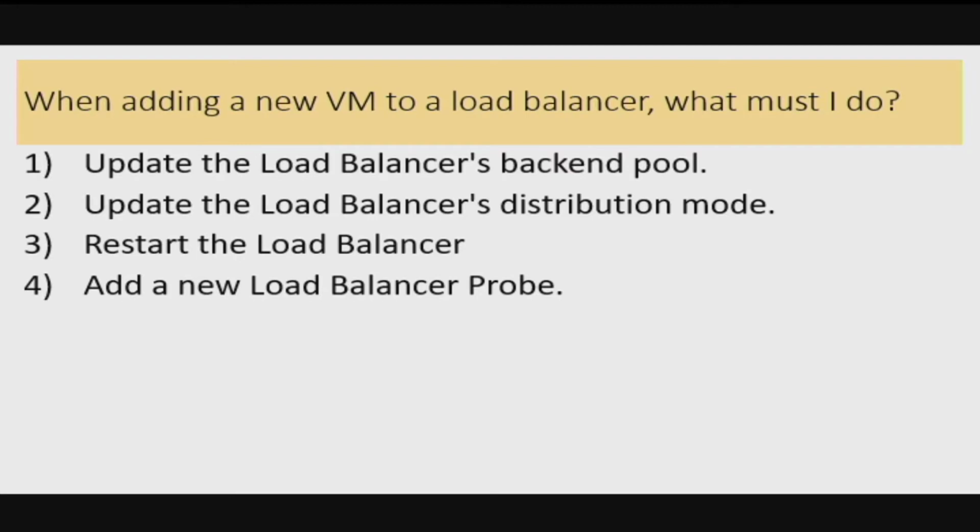When adding a new VM to a load balancer, what must I do? This one's tricky. Right, the answer is, all I have to do is update the backend pool, right? I don't change distribution mode. That's that 5-tuple hash we talked about. I don't have to restart the load balancer. I don't need a new probe. The probes will find that new VM and request it in the backend pool.